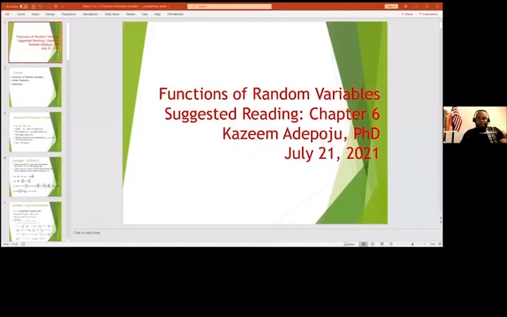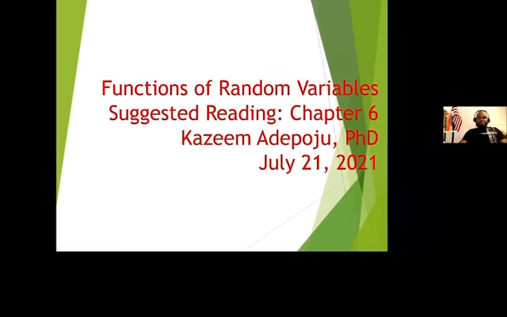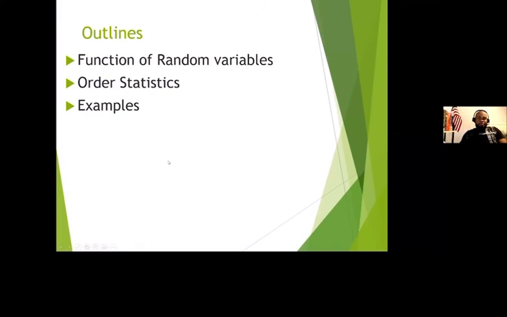Okay, today we are starting a new topic called functions of random variables. And of course, this is going to be taken from chapter 6 of the textbook. Then the outline today: I'm going to walk you through the function of random variables with some examples. Then from there, we're going to move to other statistics. Then we're going to have some examples as well.